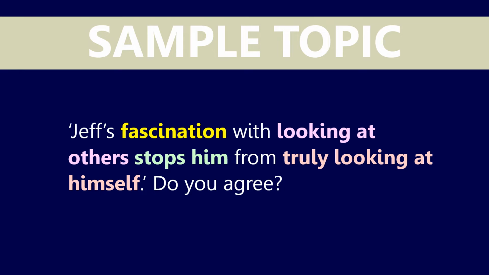So when you look at a topic, if you don't see the key themes or the key ideas that you've looked at in class, really think about what the question is asking you and think about synonyms or other ways you could say phrases. So in this case, we could say Jeff's obsession with voyeurism stops him from truly looking at himself. It's asking us if we agree or not.